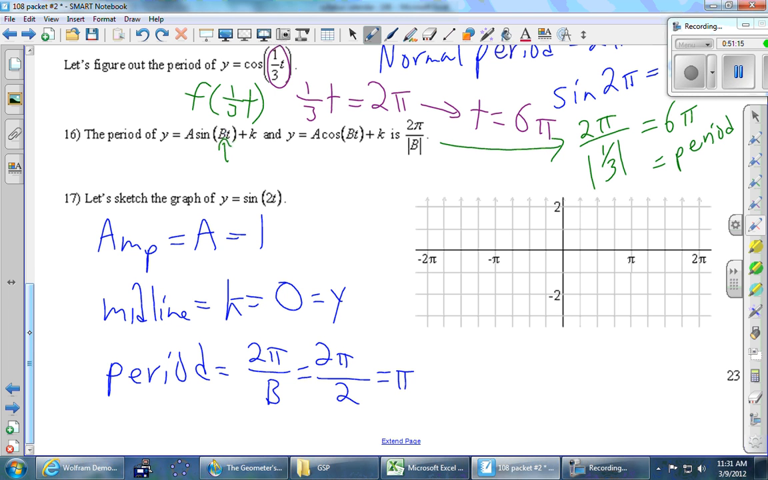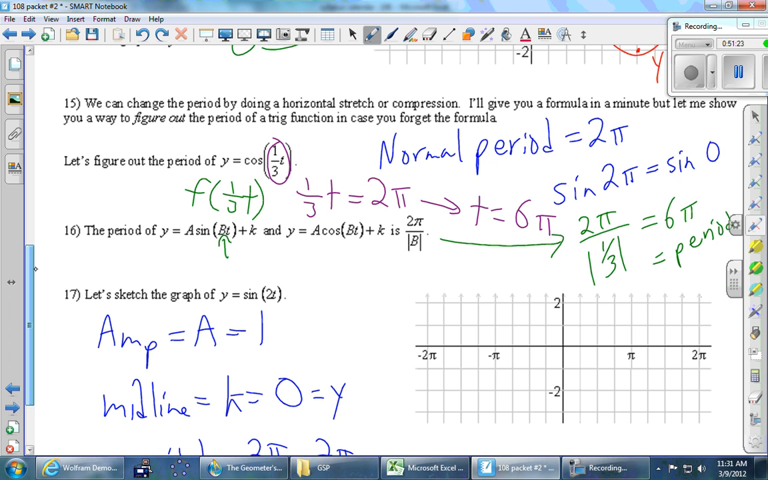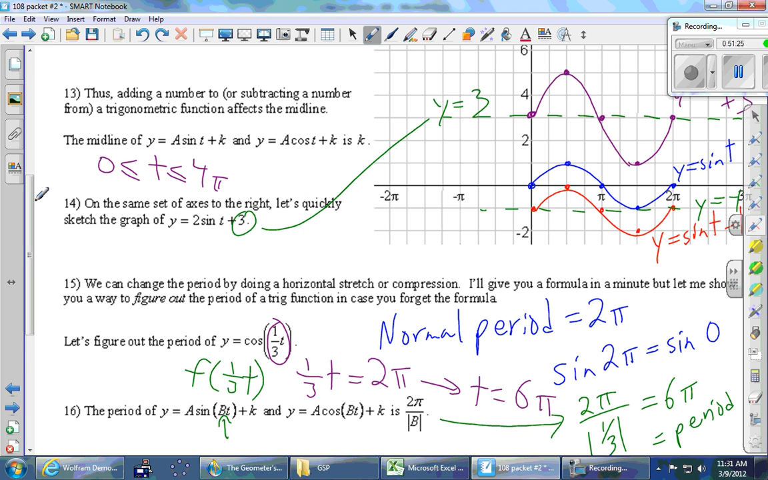We talked about stretching vertically. We talked about shifting vertically. For the first time, we're talking about horizontally stretching or compressing. And I think things get tricky here. So I take it slow, and I think about cutting up this 0 to 2 pi. That was 1 period. How many pieces did I cut it into?